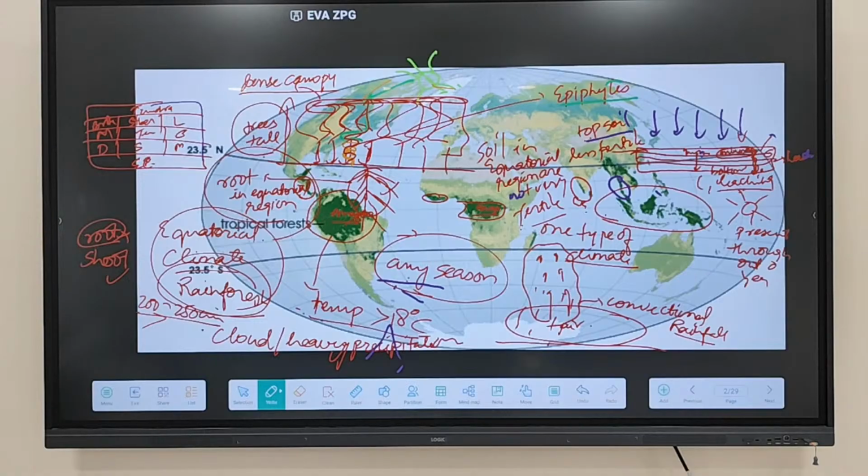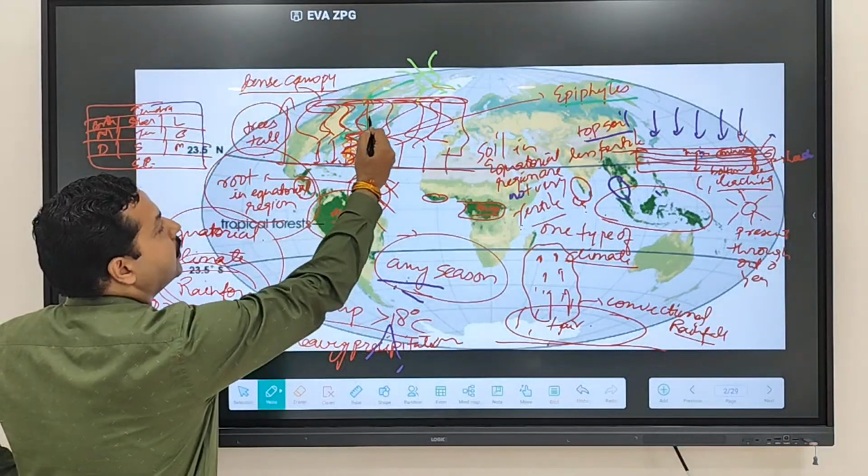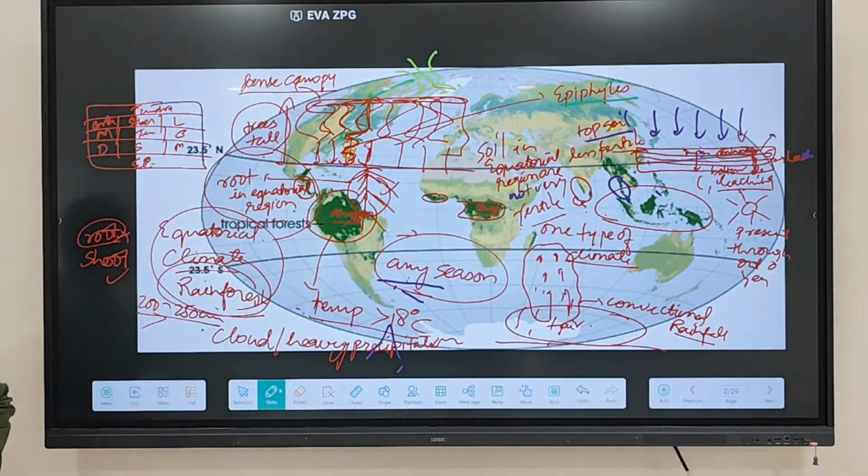As a result, what will happen? You see epiphytes are growing, which take the help of other trees in order to reach to the top. Fine. So this important part you have to keep in mind. Trees are tall in nature and have a very dense canopy. Any doubt regarding this particular part?